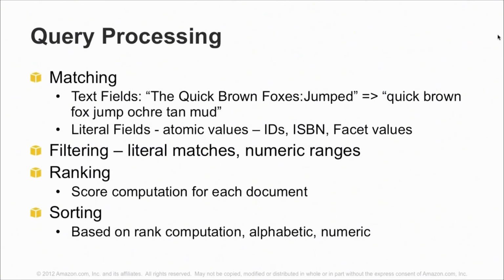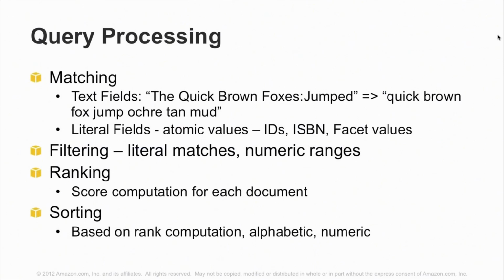So in this case, we would take foxes and we would stem it to fox, jumped, and stem it to jump. We would apply synonyms. Synonyms are applied at index time. These are words that we add to text in order to make additional matches. In this case, if we had synonyms for brown that were ochre, tan, and mud, we would add those at indexing time to that text.